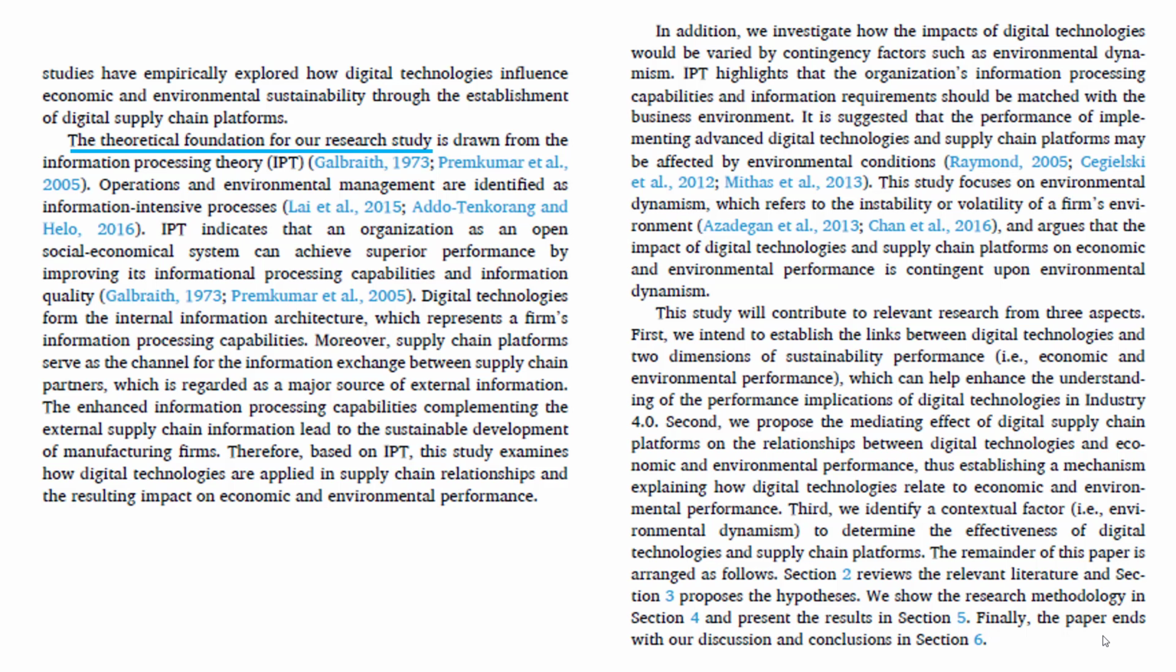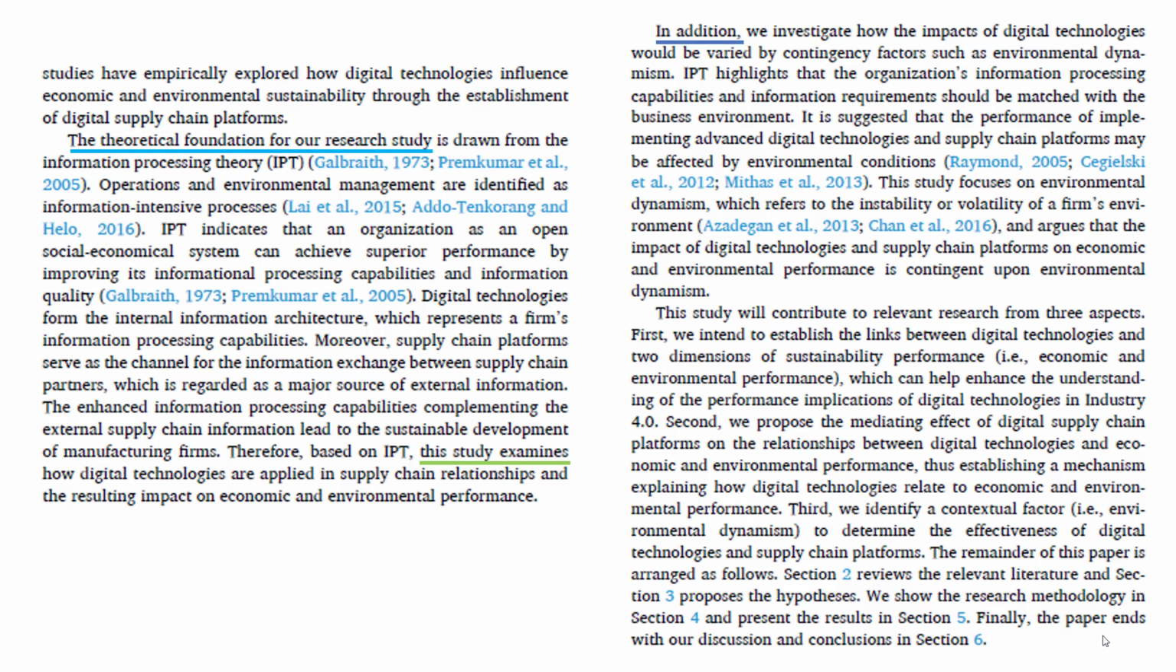That was one of the things that we would want to do in the introduction: tell the reader what kind of framework we are using as we're looking at this study. So in this paragraph, they describe that they're using information processing theory. They do the background to that, and then they connect that there. So therefore, based on IPT, this study examines how digital technologies are applied in supply chain relationships. So they're back to their study.